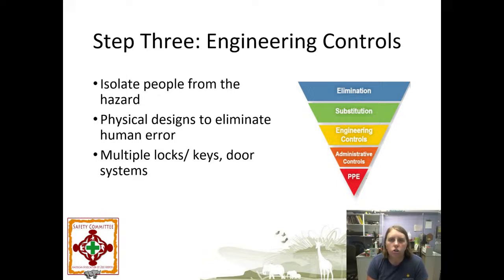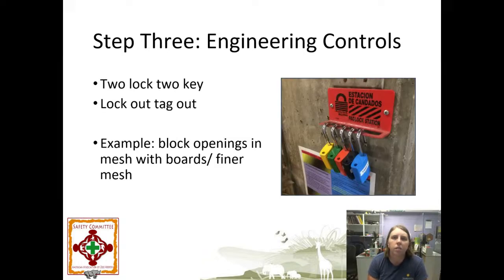An engineering control is something that would isolate people from the hazard. It's a physical design that eliminates human error. So if you work in a zoo that has multiple different lock or key systems or door systems, they would fall under this category. I'll give some examples. 2 lock, 2 key is becoming really big in the United States. Lockout, tagout is also a thing that some people do.